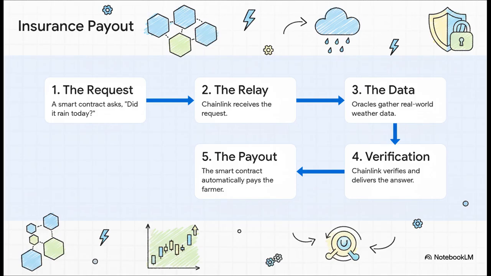Let's walk through it. A smart contract for crop insurance asks a simple question. Did it rain more than 2 inches today? Chainlink gets that request and blasts it out to its network of oracles. Those oracles then go check a bunch of trusted weather websites. Chainlink grabs all their answers, filters out any weird ones, and delivers a single verified yes or no back to the contract. And if the answer is yes, bam, the smart contract instantly pays out the insurance claim to the farmer.